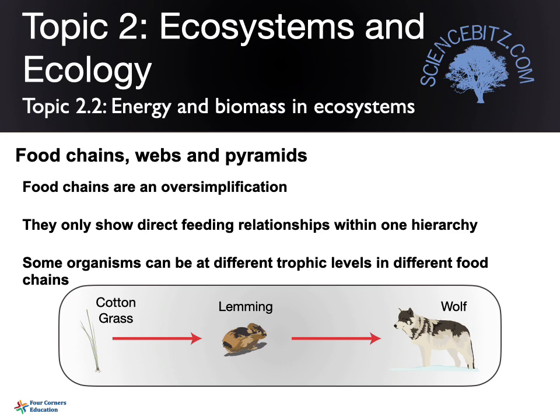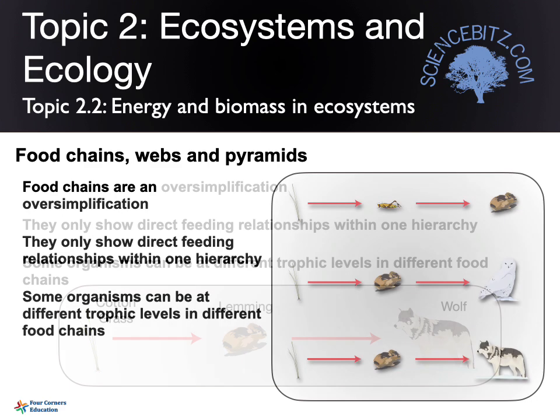The illustration we've got in this slide is from the Arctic ecosystem, which we've seen in a few other presentations. So lemmings eat cotton grass. Cotton grass are the primary producers, and lemmings are the primary consumers in this food chain. And the wolf eats the lemming, so they're the secondary consumer. Though the reality is somewhat more complex.